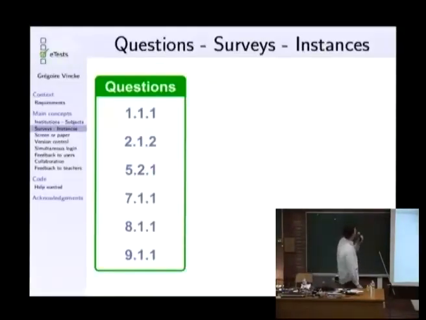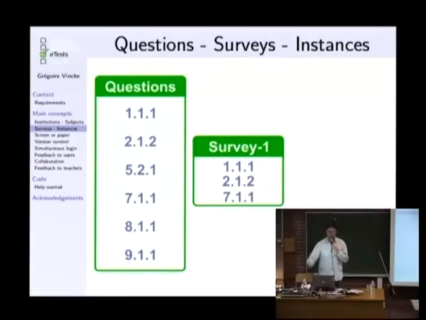The second main concept is the distinction between questions, surveys, and instances of surveys. If you take a list of questions inside a subject, for example, question 1 version 1.1, question 2 version 1.2, because they are version controlled, you can create a survey. A survey is just a list of selected questions to use in a given situation.